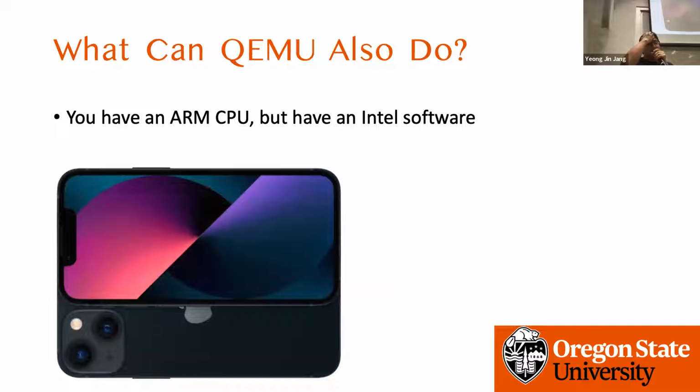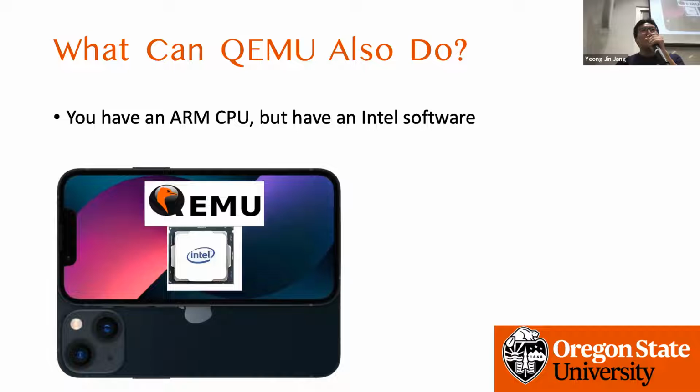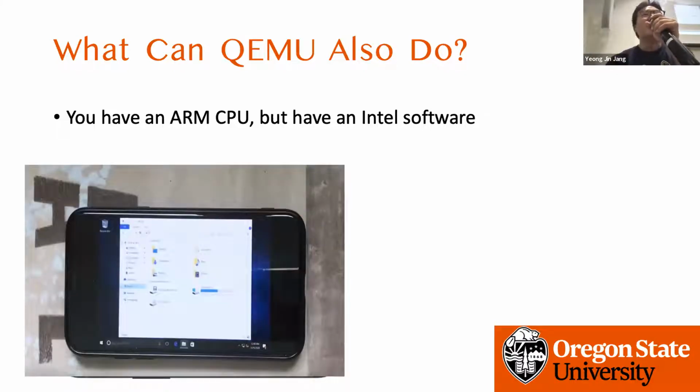Then next is about what else QEMU can do. I just said that to run QEMU, there's no restriction on the host CPU. So if you have an ARM CPU, for example on an iPhone, and you fully hacked the iPhone so that you can install any kind of application, then you can install QEMU compiled for iOS and run Windows on it. Yeah, that's possible.